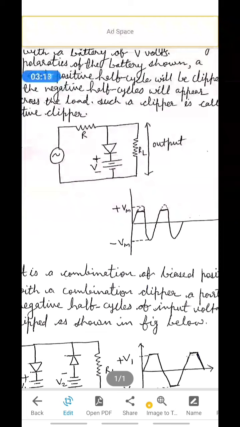During the period the input voltage is less than plus V, the diode is reverse biased and behaves as an open. Therefore, most of the input voltage appears across the output. In this way, the biased positive clipper removes input voltage above plus V.